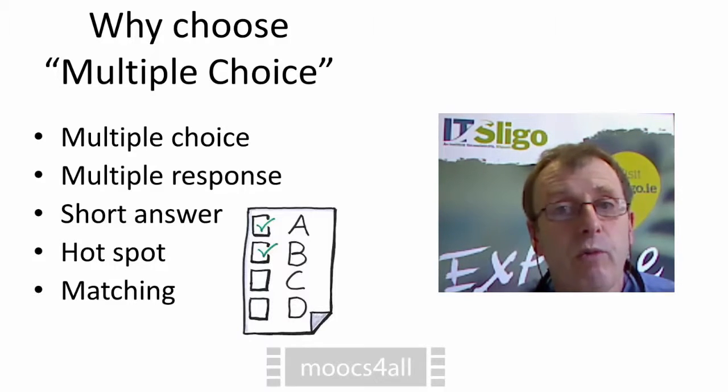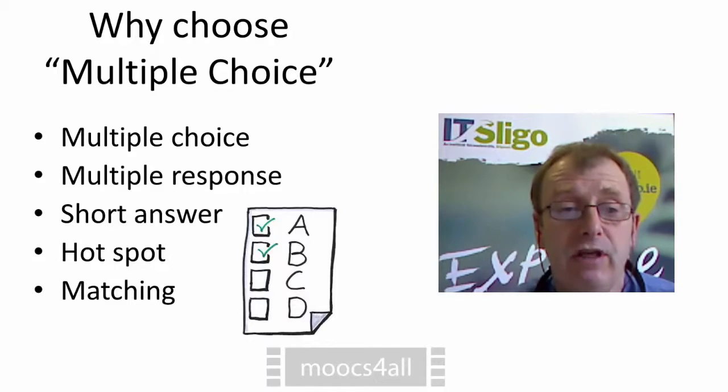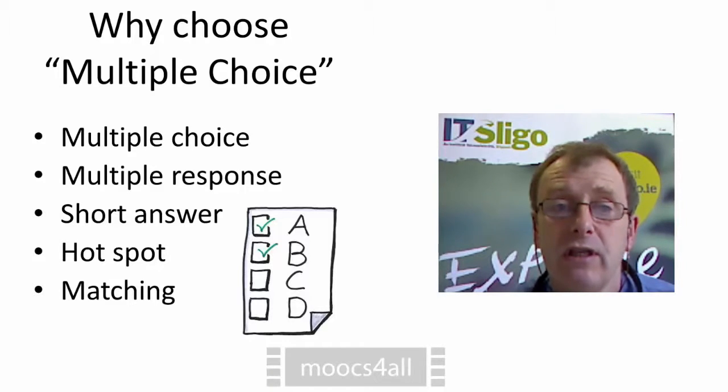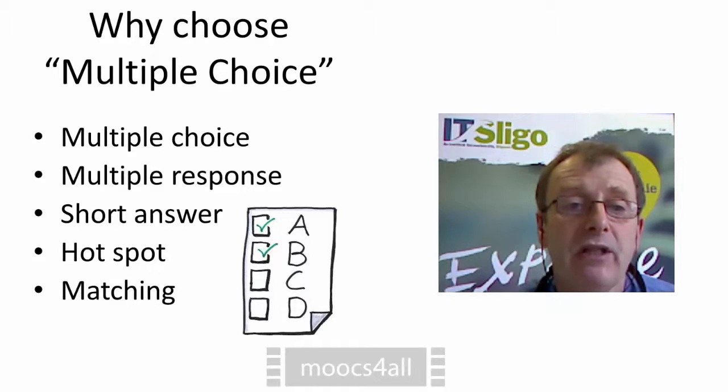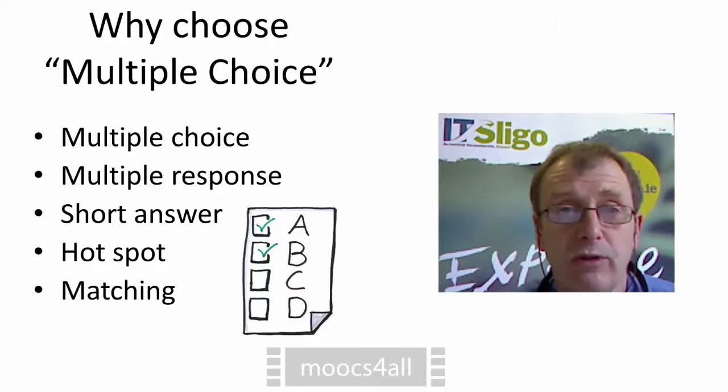Short answers, you've got to worry about students or learners misspelling words. Hotspots use images, and you've got to define certain areas of an image that are correct or incorrect. It's often easier just to include a labeled image and have a multiple choice question asking to select which label is correct. Matching questions, really we have match items in one list with another. They can often be reformatted as multiple choice questions and are easier to write. So that's my own preference for multiple choice questions.